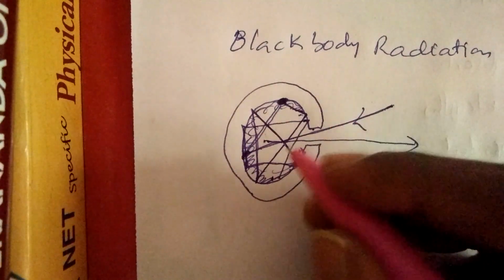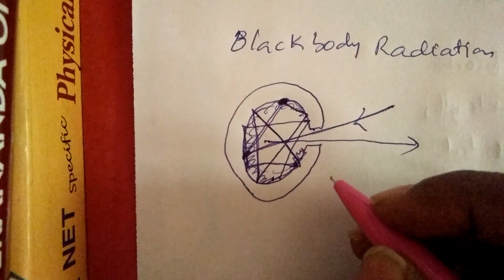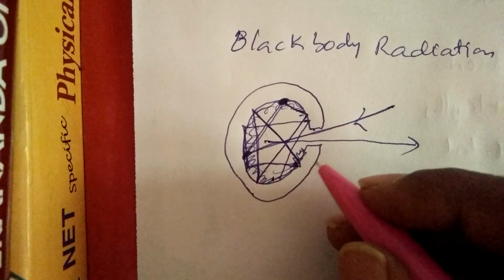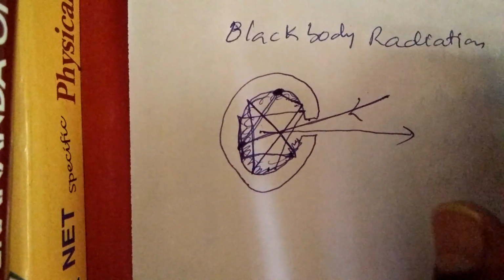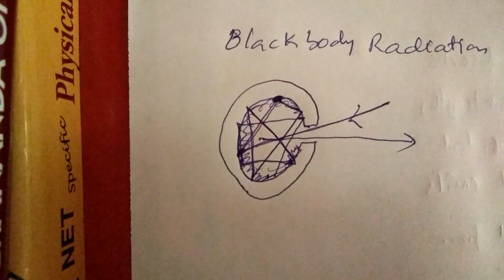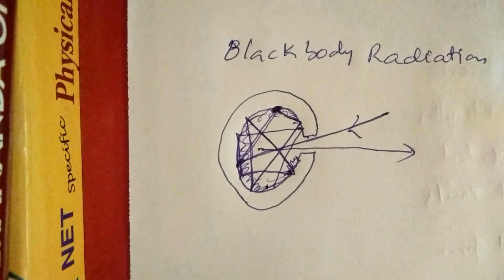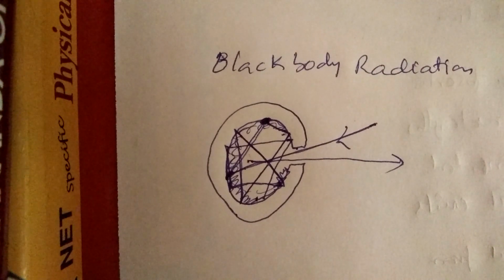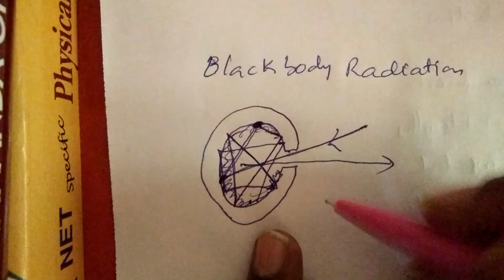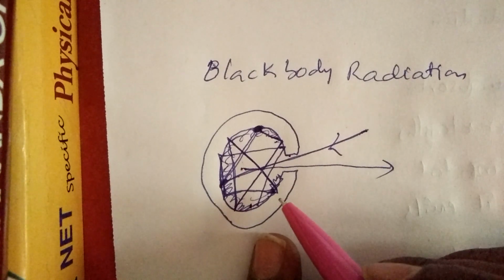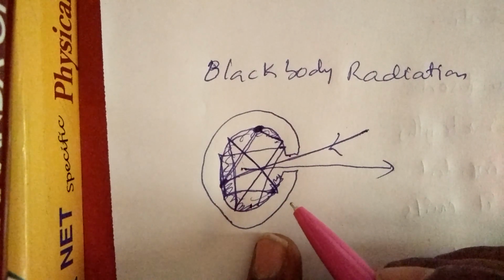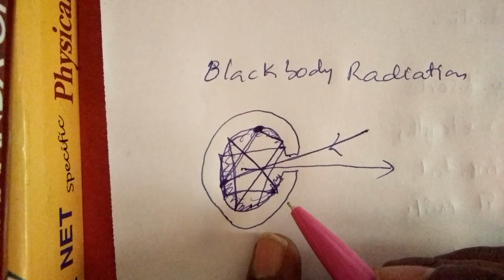This is a black body. Actually, a perfect black body is not available in nature. Now we can say this black body is a perfect absorber and a perfect emitter.